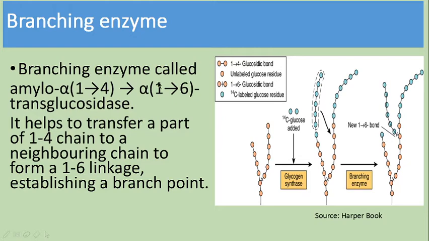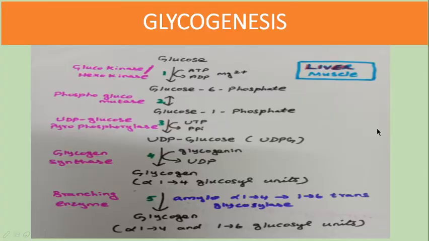So this is the role of the branching enzyme amylo 1,4-1,6 transglucosidase, whereas glycogen synthase can add only glucose residues to the alpha 1,4 glycosidic linkage. It cannot establish a new branch point. So a branching enzyme will be required to establish a new branch point in the alpha 1,6 glycosidic linkage. These are the 5 main steps involved in the glycogenesis pathway.